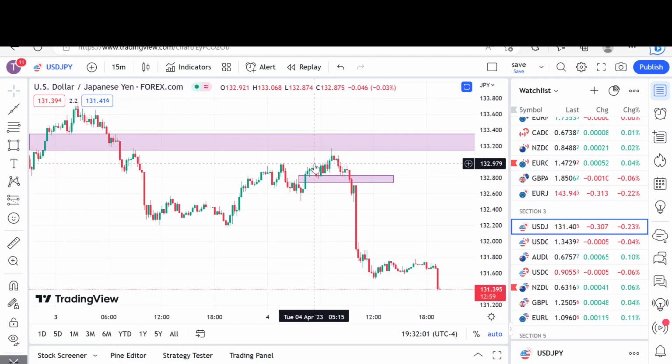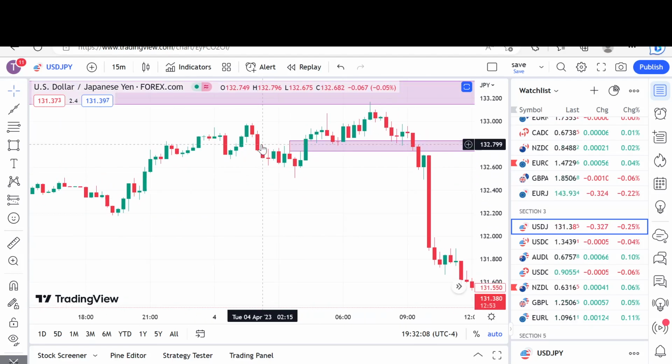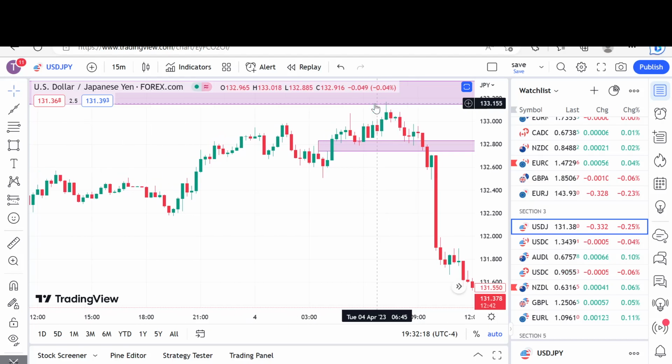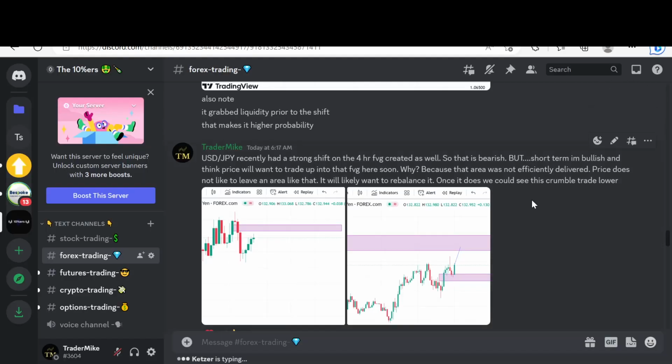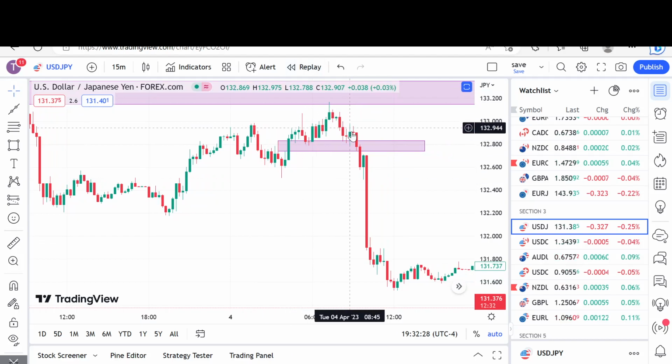So we had a bullish imbalance here on the 15-minute chart. See that? We tapped into that imbalance, and then boom. That's why I thought we were going to get that move up right there, okay? The drop into that imbalance. And then once it does, we could see this crumble and trade lower. And what do you know? That's exactly what happened. The thing just got destroyed.